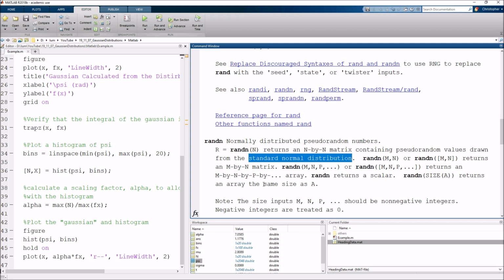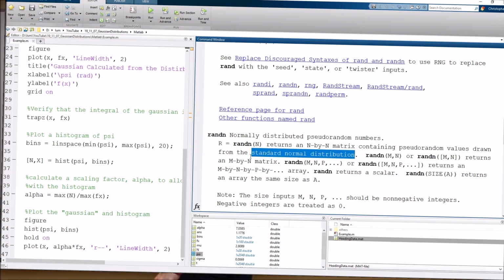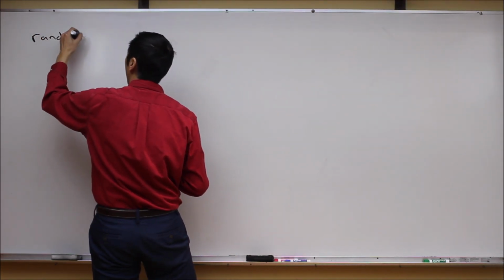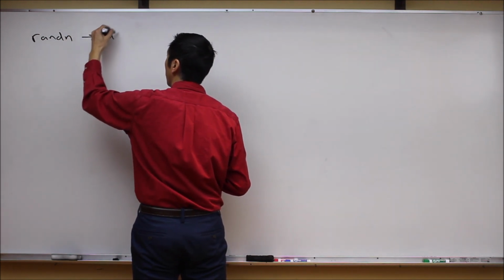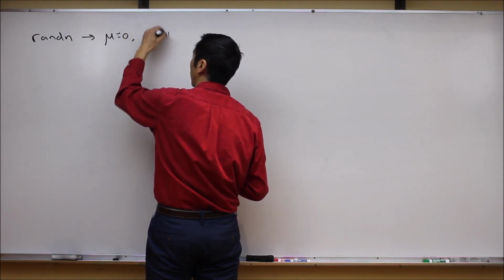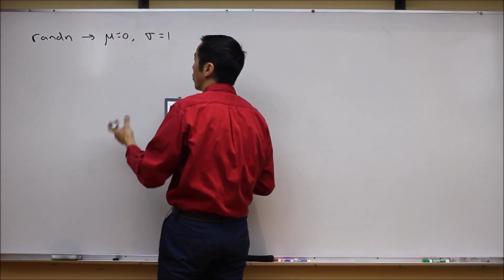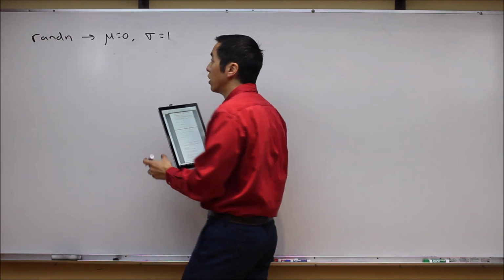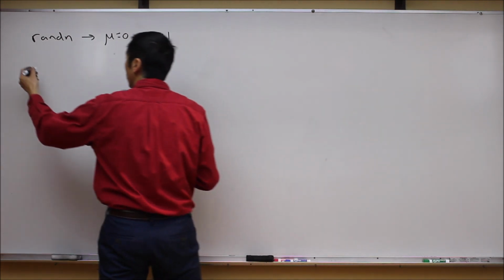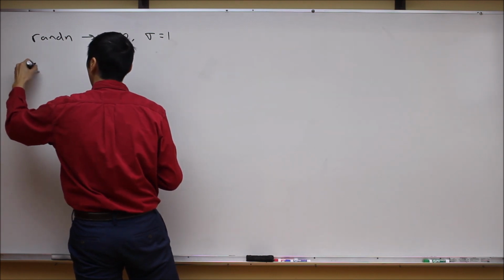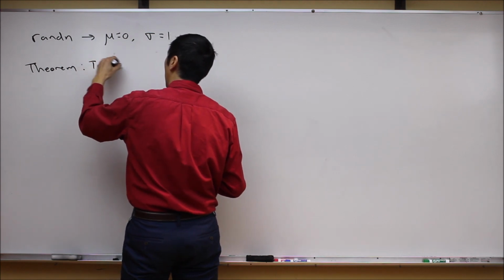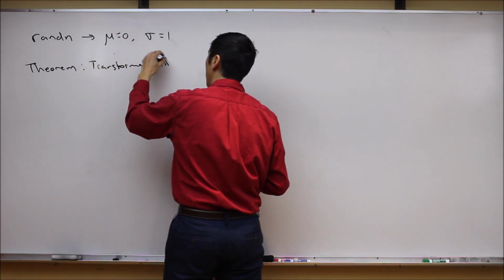So tell you what, let's jump over to the board and look at how I transform a standard Gaussian to an arbitrary Gaussian. All right, so we know that the function randn in MATLAB is going to give us a distribution with mean 0 and standard deviation of 1. So we would like to now translate this to an arbitrary mean and arbitrary standard deviation to simulate a random distribution of a more general type. To do this, if you remember a previous discussion, we had a theorem which talked about the transformation of mean and variance.